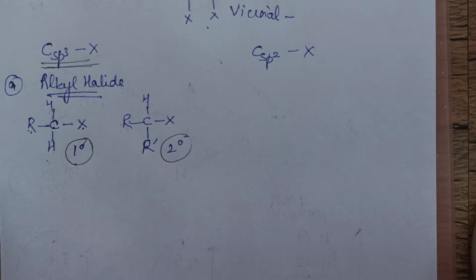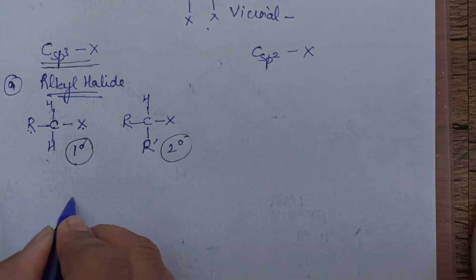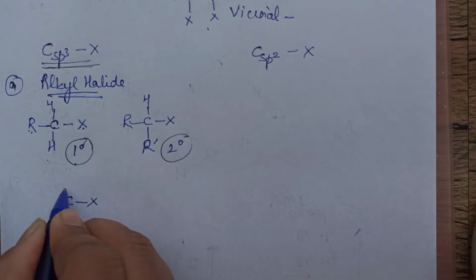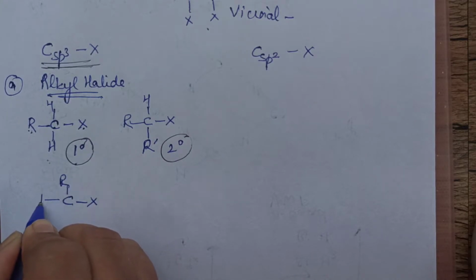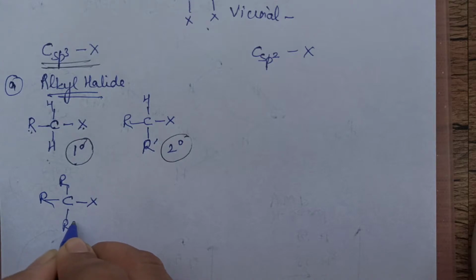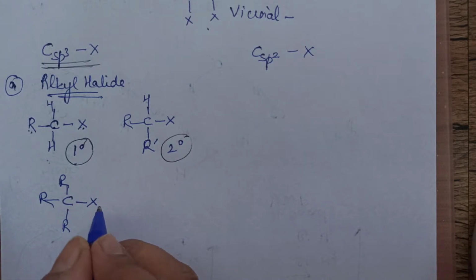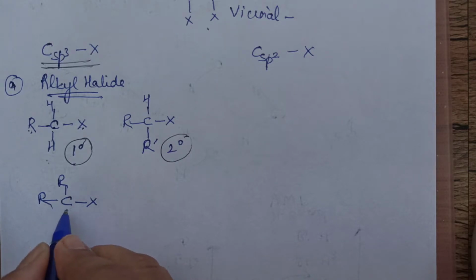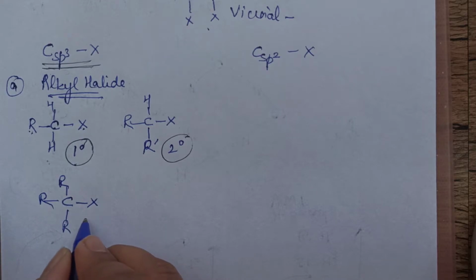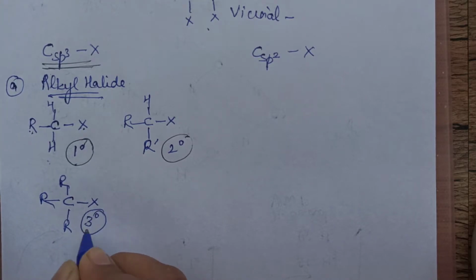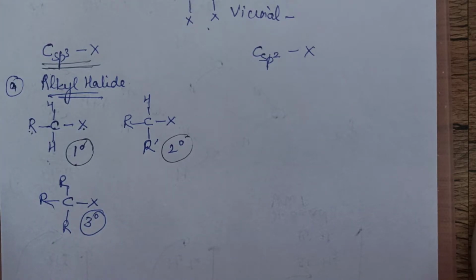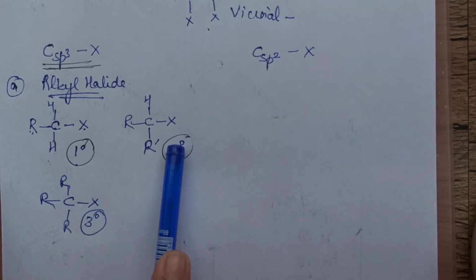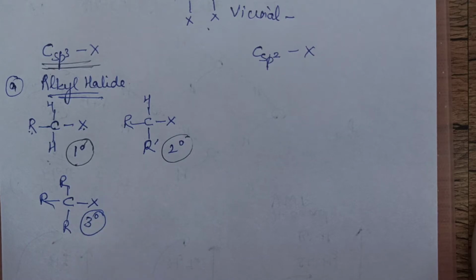Now you may have one more here. The carbon containing halogen is in turn attached to 3 carbons. These carbons may be the same or may be different. That is not a problem. The halogen is attached to a carbon which in turn is attached to 3 carbons. This is 3 degree alkyl halide. Or you can say primary alkyl halide, secondary alkyl halide, or tertiary alkyl halide.